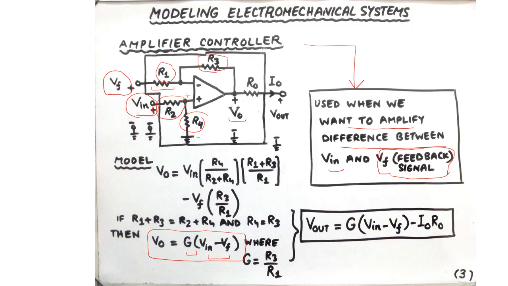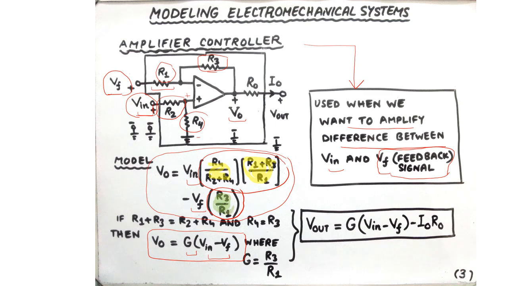And if we solve this circuit, we get an expression of the op-amp output voltage V0 related to the input voltages V in and Vf. But note that the coefficients of the voltages are different. The coefficient of V in is R4 divided by R2 plus R4, and this is multiplied by R1 plus R3 divided by R1. And if we compare this with the coefficient of the other voltage, Vf, that is R3 over R1.